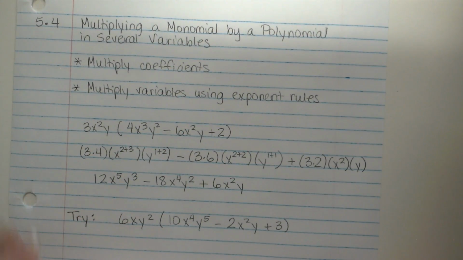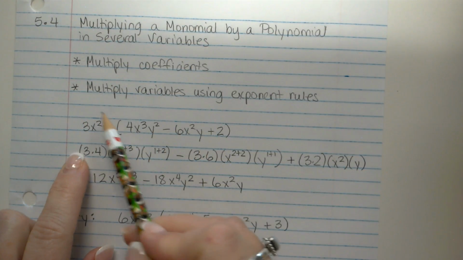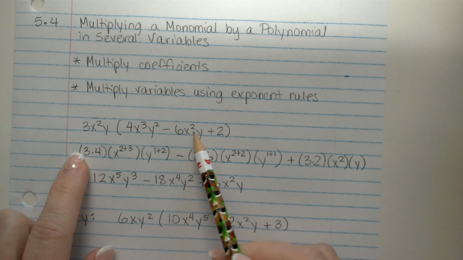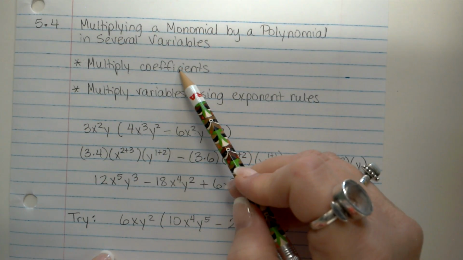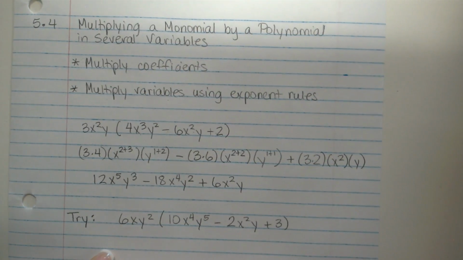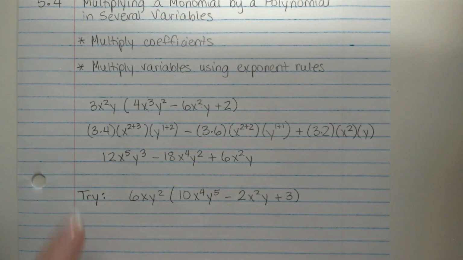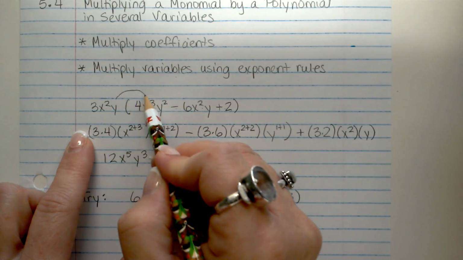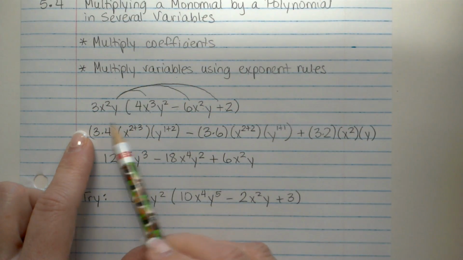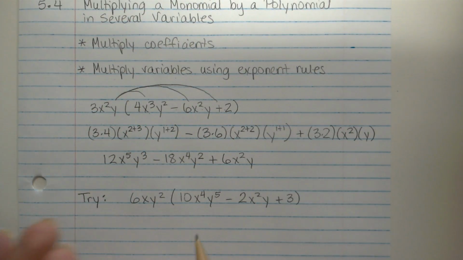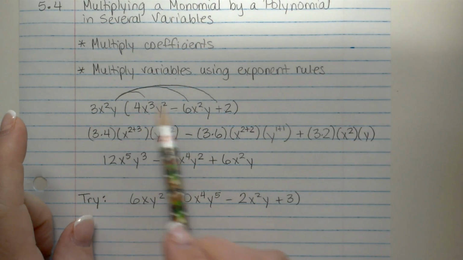Let's do another example. When we're multiplying a monomial times a polynomial, monomial means there's just one part to it, and a polynomial means it's separated by adding or subtracting signs. So first you're going to multiply the coefficients, and then you multiply the variables using the same rules we've just done. So this gets distributed to each part of the polynomial, okay? Just like if it didn't have x's or y's, you would multiply that to each part.